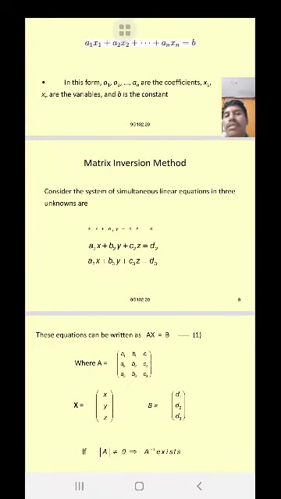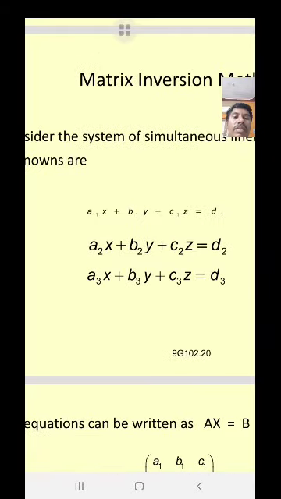Matrix inversion method. Consider the system of simultaneous linear equations in three unknowns: a1x plus b1y plus c1z equals d1, and another equation a2x plus b2y plus c2z equals d2, and a3x plus b3y plus c3z equals d3.